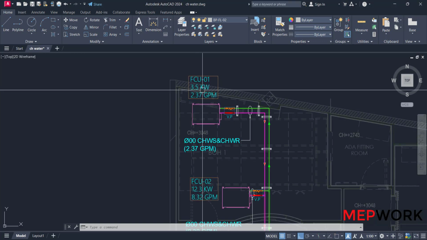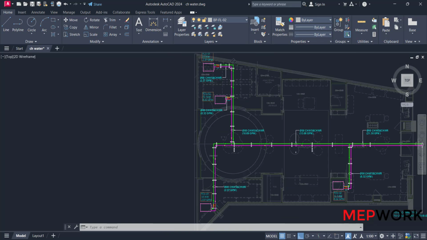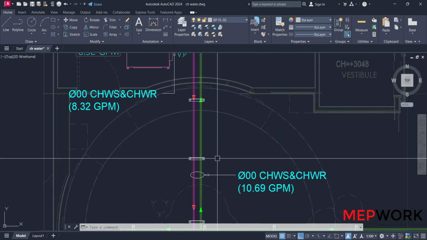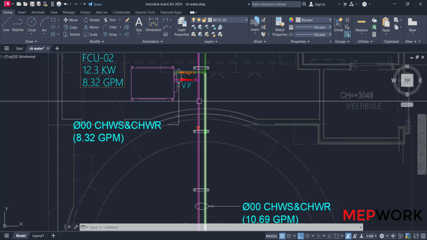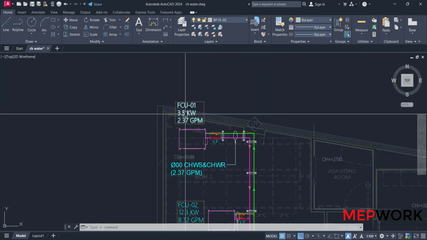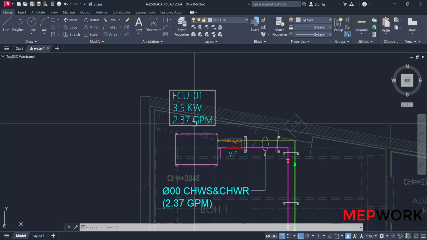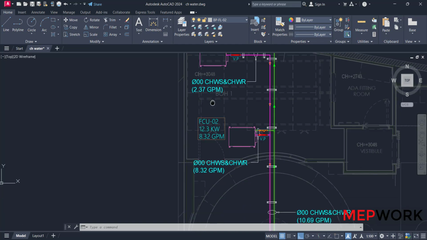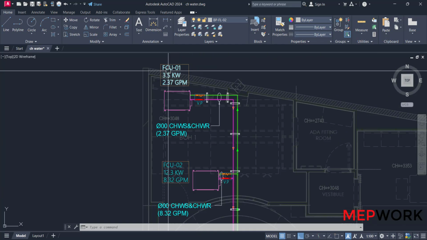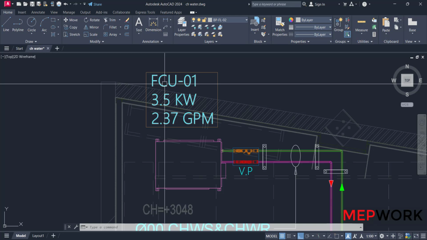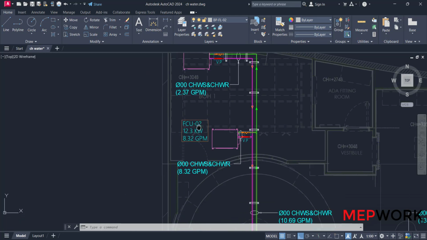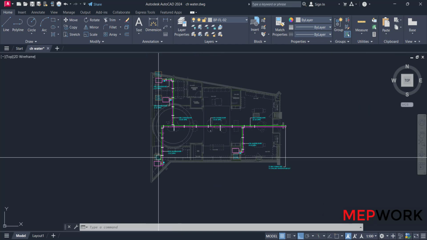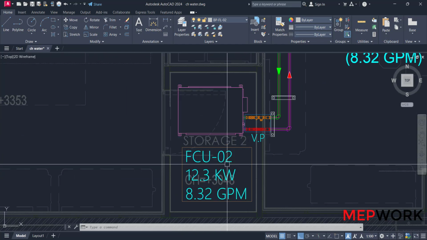These are the fan coil units, and these are the chilled water pipes, supply and return. The total coil load and the chilled water flow rate are mentioned beside each fan coil unit. We have only two types of fan coil units, FCU01 and FCU02. They are repeated two times.